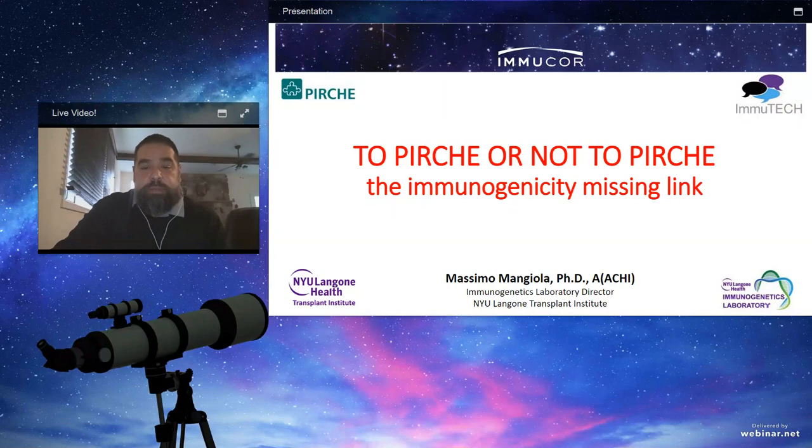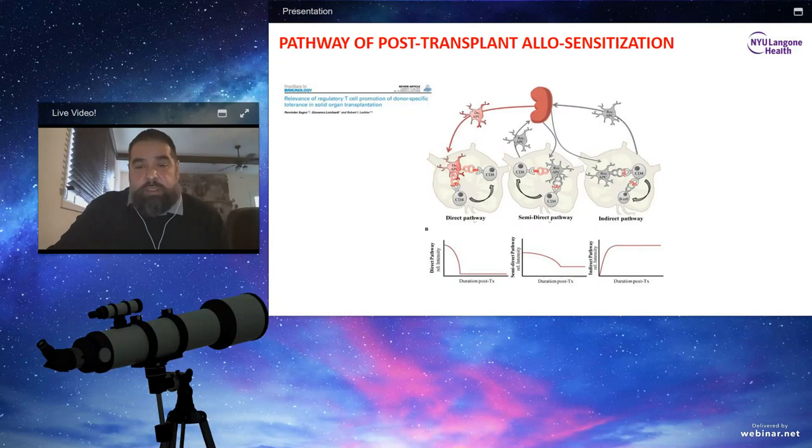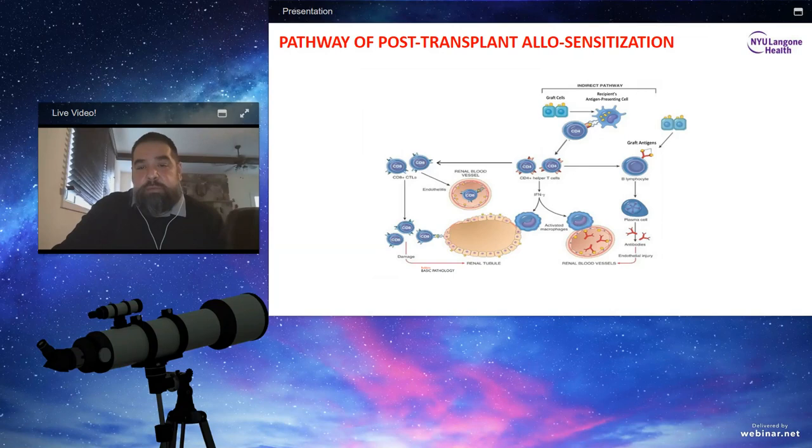As you know, post-transplant, the most active presentation of antigen occurs through three different pathways, but the one that has the longest and strongest duration is the indirect pathway of presentation. Under this pathway, we have, as you know, the activation of CD4 T cells and B cells that will activate the cellular and humoral rejection.